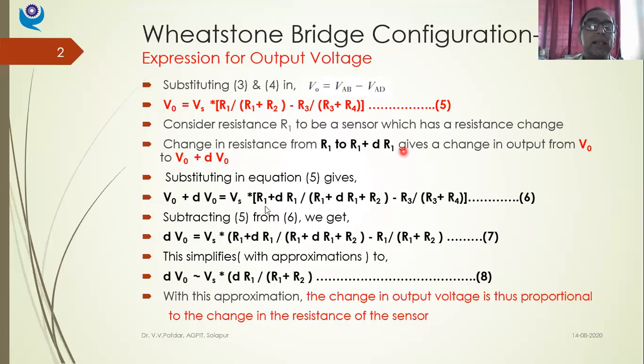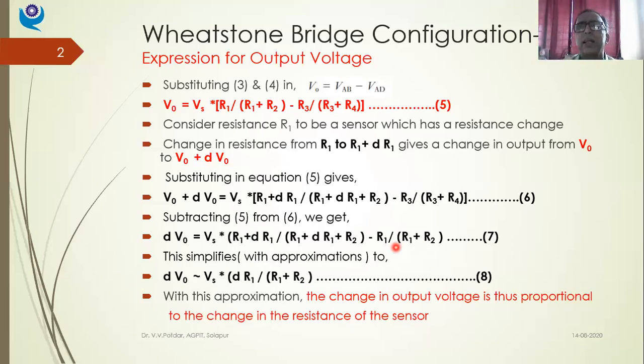What will remain is dV0 is equal to, you do it, you'll understand, Vs into (R1 plus dR1) upon (R1 plus dR1 plus R2), minus R1 upon (R1 plus R2). Only this part will remain. This also you can simplify by cross multiplication. By making a common denominator, you can neglect small terms, because this dR1 will be very small compared to R1.